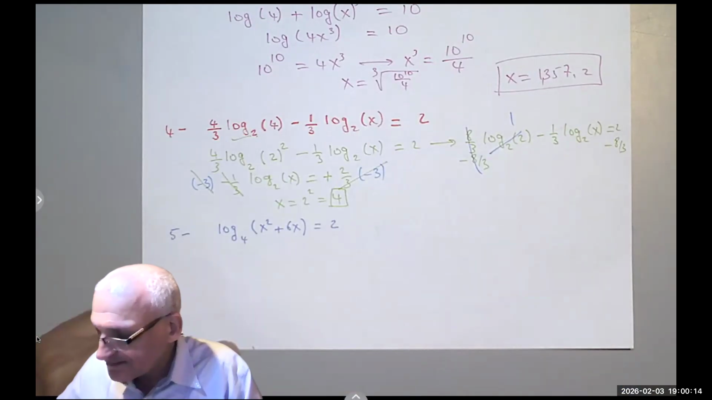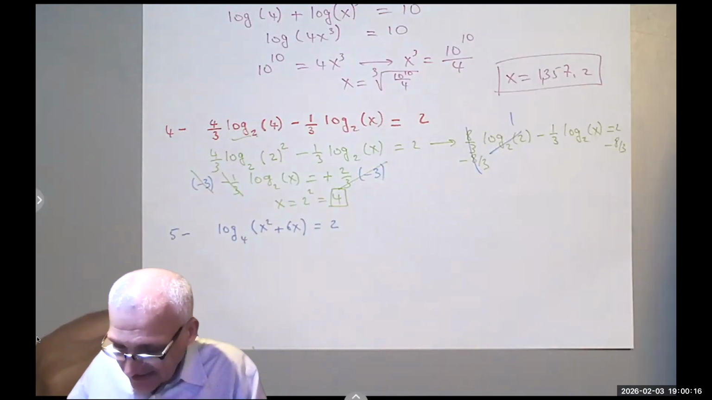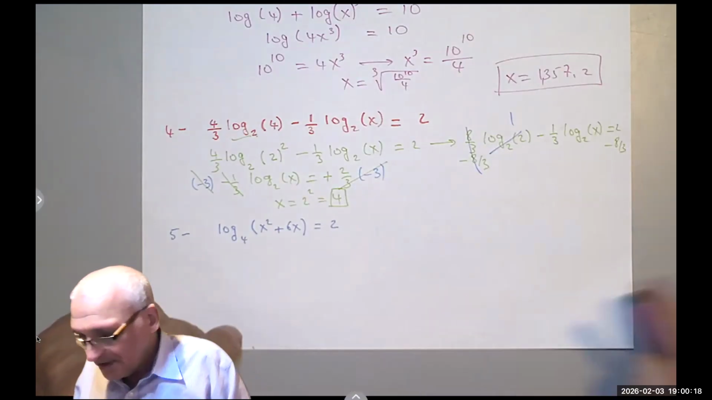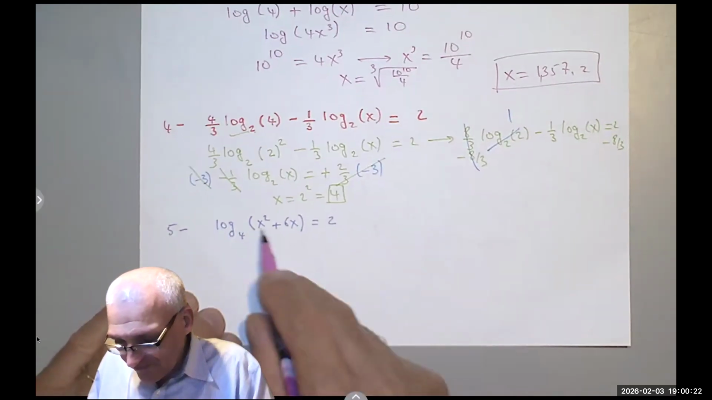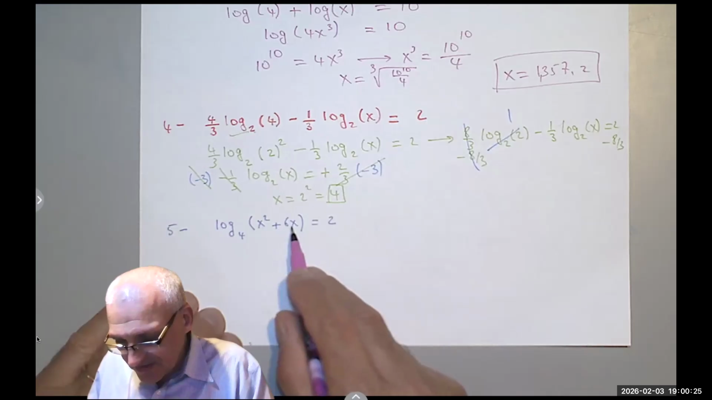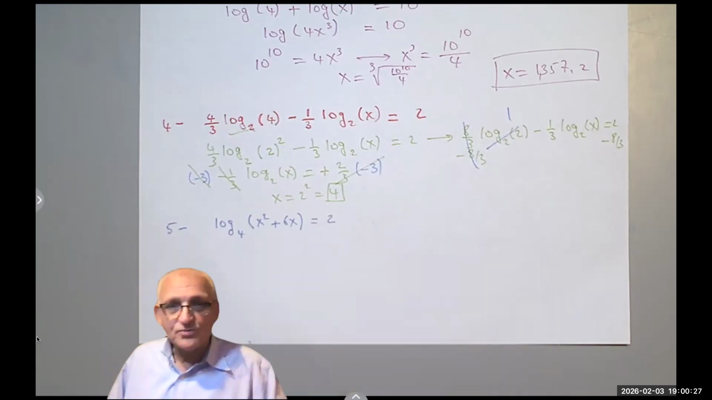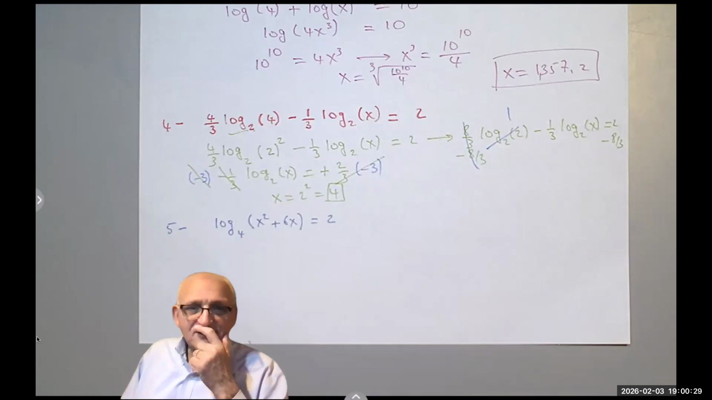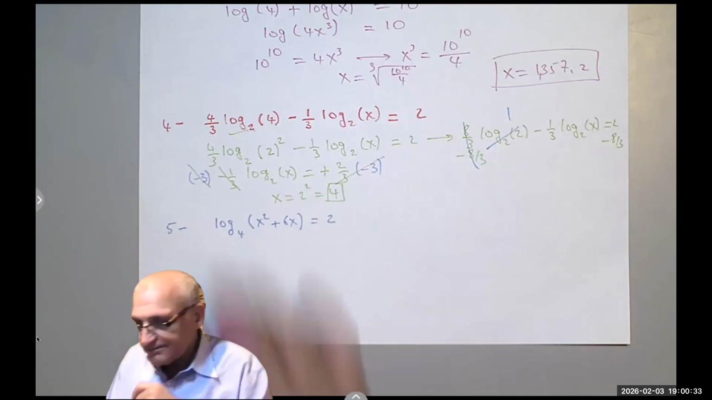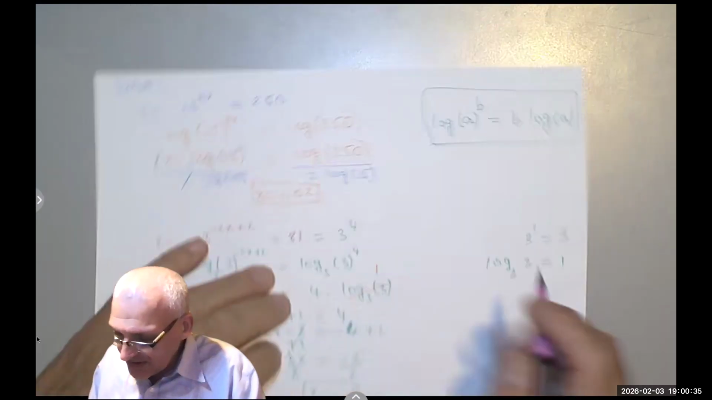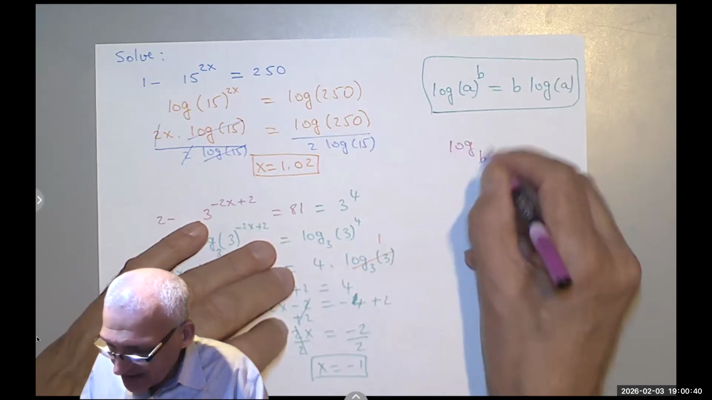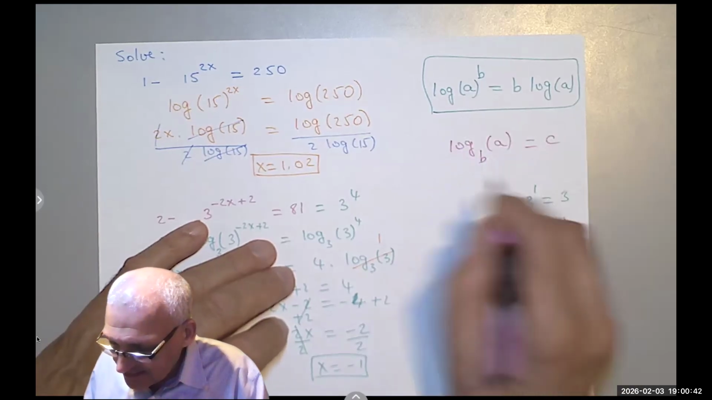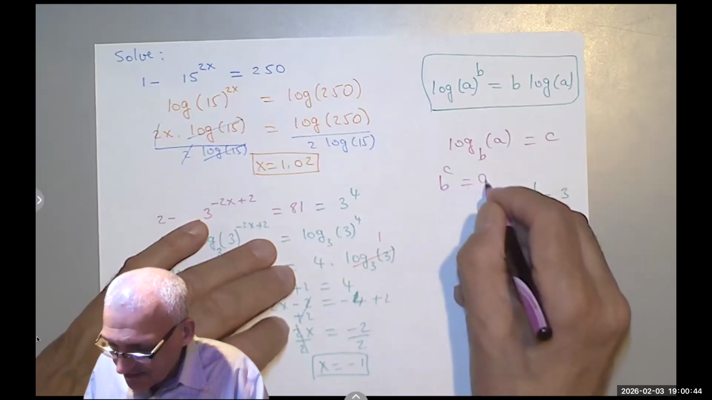Now the last one. In the last problem, we are having log to the base 4 of x squared plus 6x equals 2. How do I get rid of the log? One way to do it is to say, well, we already learned that log to the base b of a equals c. It means b to the c equals a.